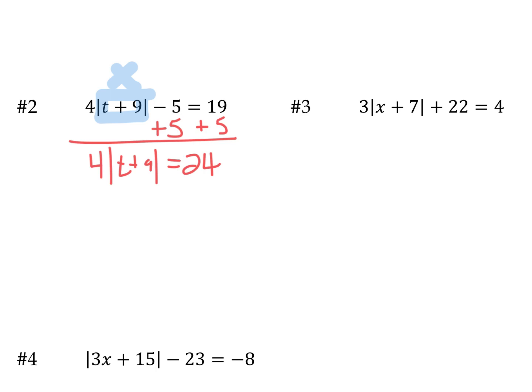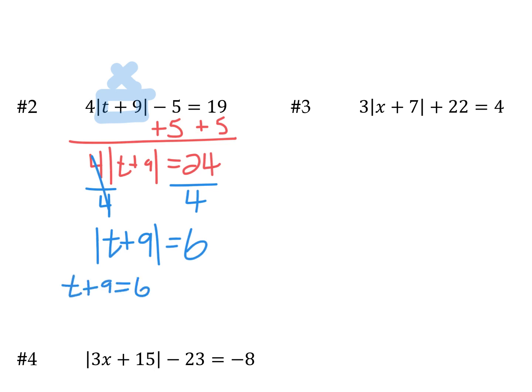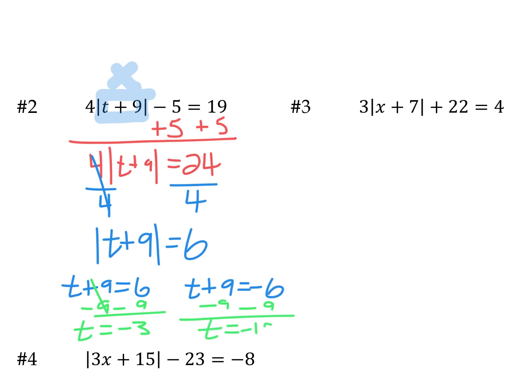And now I want to divide by 4, right? Just like if it was a 4x, I'd divide by 4 to cancel out. I have absolute value of t plus 9 equals 6. And now I can set up my two equations. I'd have t plus 9 equals 6, and t plus 9 equals negative 6. And I solve these by subtracting 9 on both sides. I get t equals negative 3. Subtract 9 on both sides here, and I get t equals negative 15. Those are my two solutions for t.